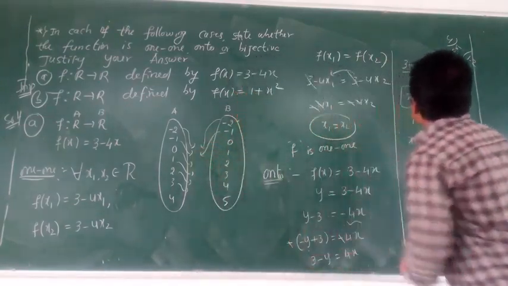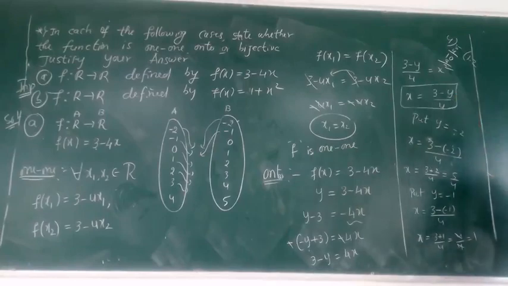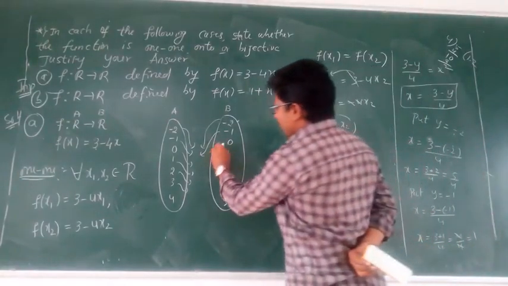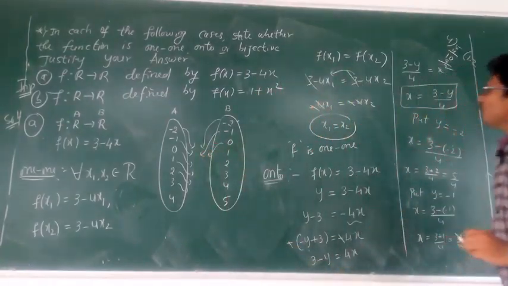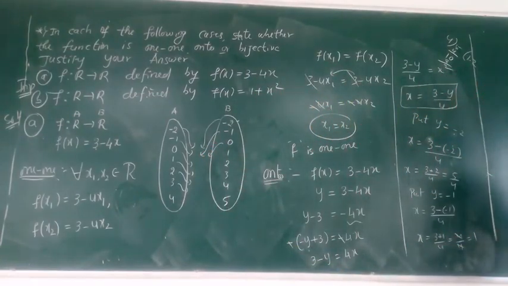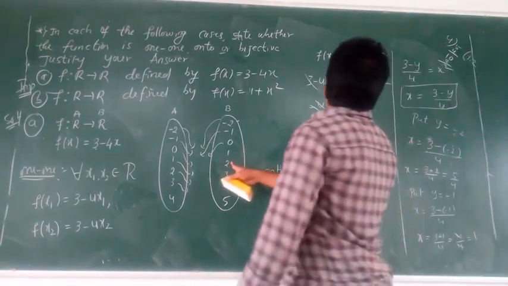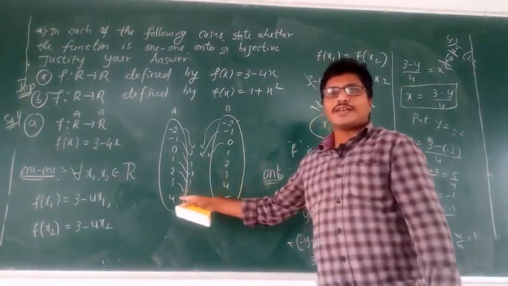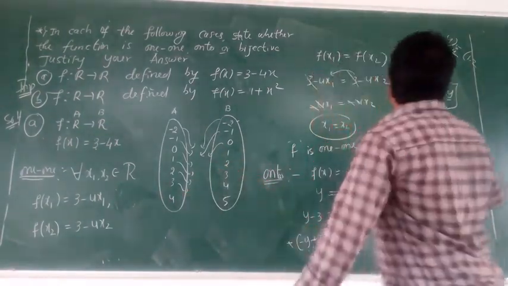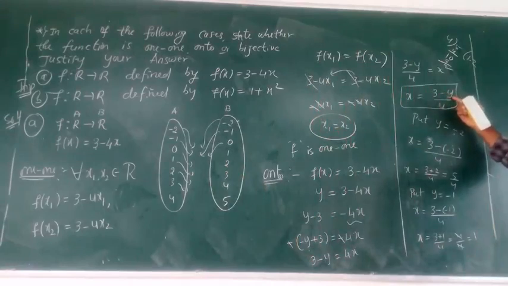Fill up 0 in the placement of y. If you fill the value equal to 0, it means 3 by 4. So 0 is connected with 3 by 4. If you fill up y as 1, 3 minus 1 is 2, and 2 by 4 becomes 1 by 2. So 1 is connected with 1 by 2. If you fill up 2, 3 minus 2 is 1, so 2 is connected with 1 by 4.